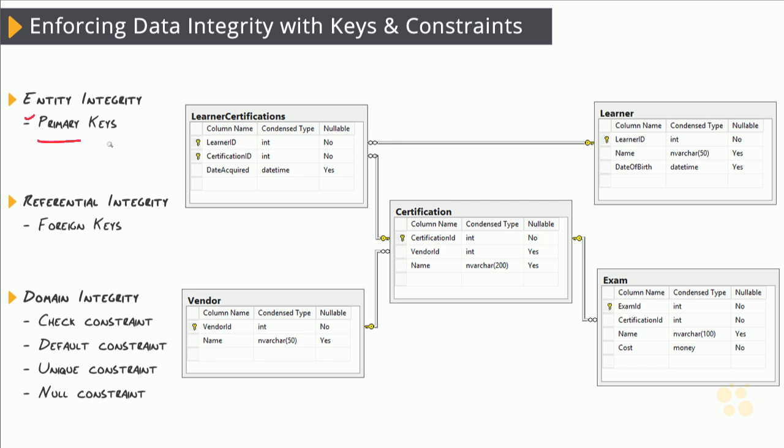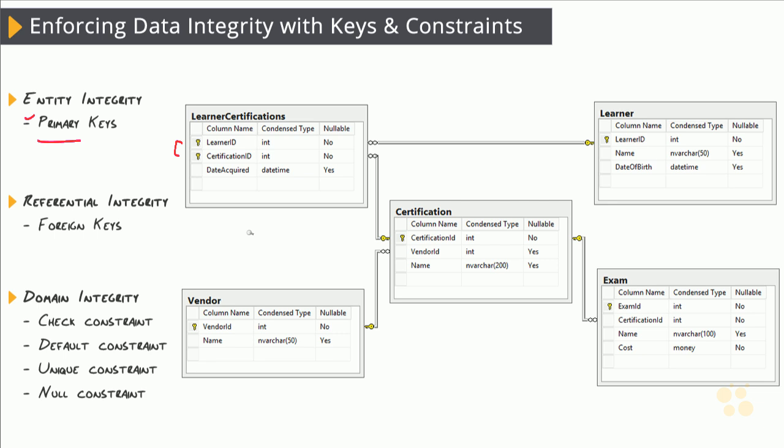You can only have one primary key per table, but that primary key can consist of multiple columns that make up the key. Just like we have here with our learner certifications table. Learner ID by itself is not unique, because a learner can have many certifications. So we may have that specific learner ID in here many times. And a certification is also not going to be unique by itself because multiple learners can acquire the same certification.